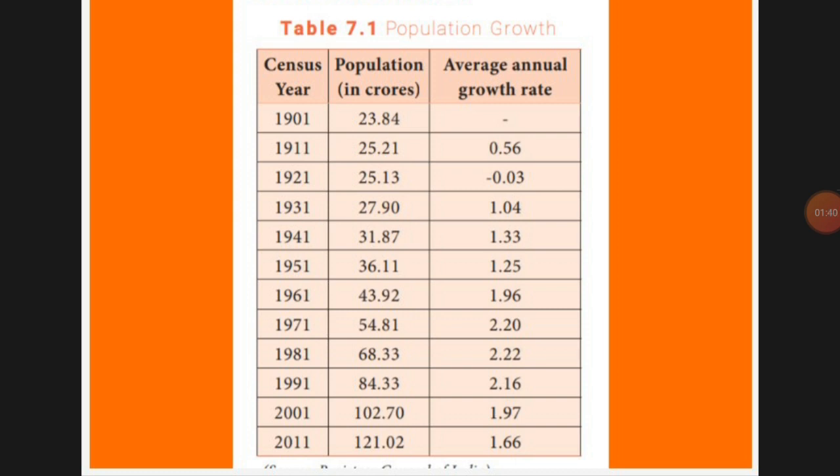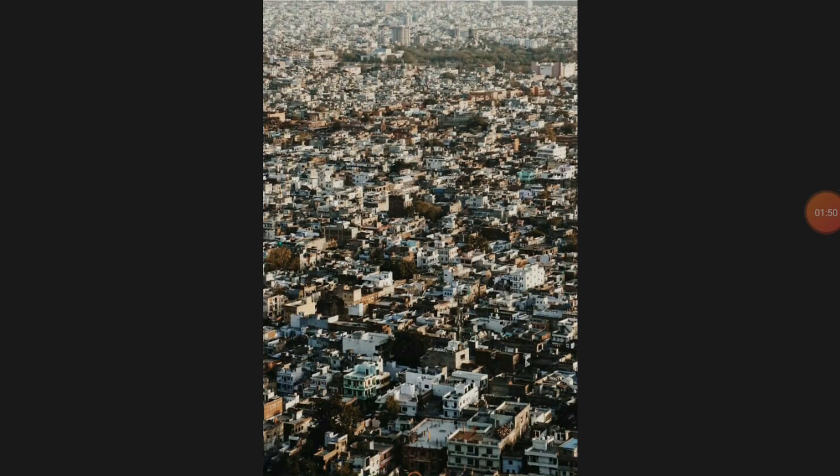In the years 1911 to 1921, due to epidemic diseases, cholera and plague, the population decreased. So this year is called the year of Great Divide. In 1961, the population increased up to 1.96%, that we can consider 2%. So this year is called the year of population explosion.